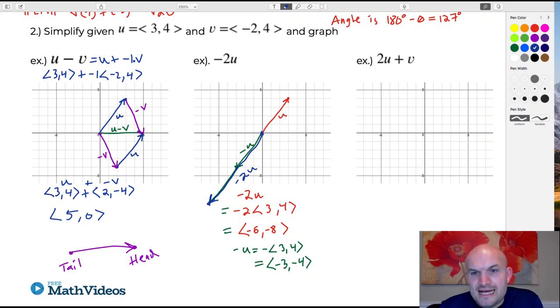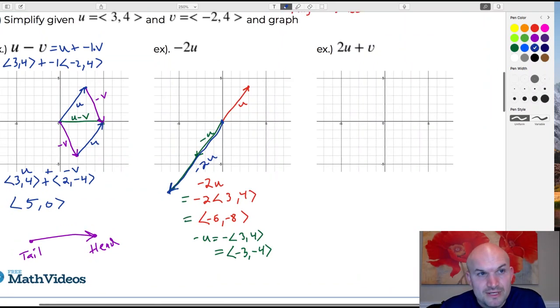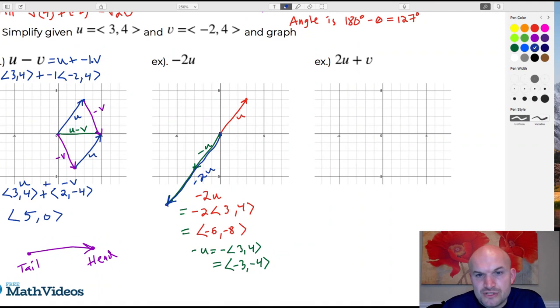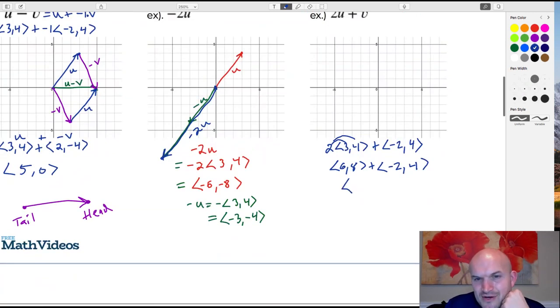All right, so let's do this last one here. Let's try to do this one maybe a little bit quicker now. Hopefully you got a general idea. So in this case, I have 2u plus v. So the first thing I want to do is just go ahead and figure out what u is, which is 3 comma 4, and then plus v, which is negative 2 comma 4. All right, so now I can distribute. So therefore, I get 6 comma 8 plus negative 2 comma 4. And again, I chose some numbers that are now going to go off of the grid, but that's okay. When I add these together, I get 4 comma 12.